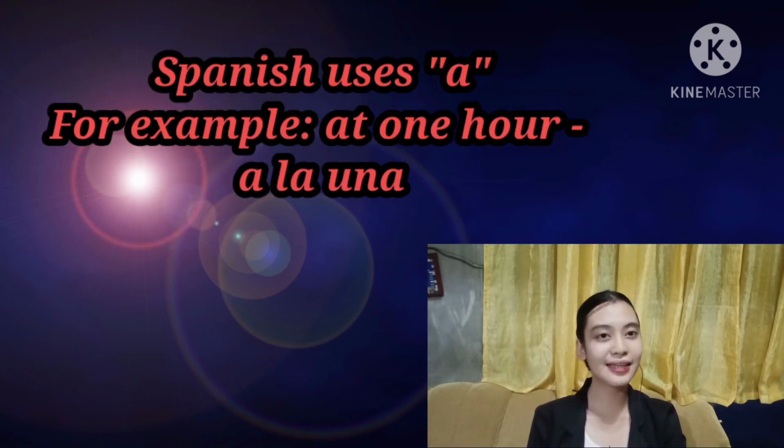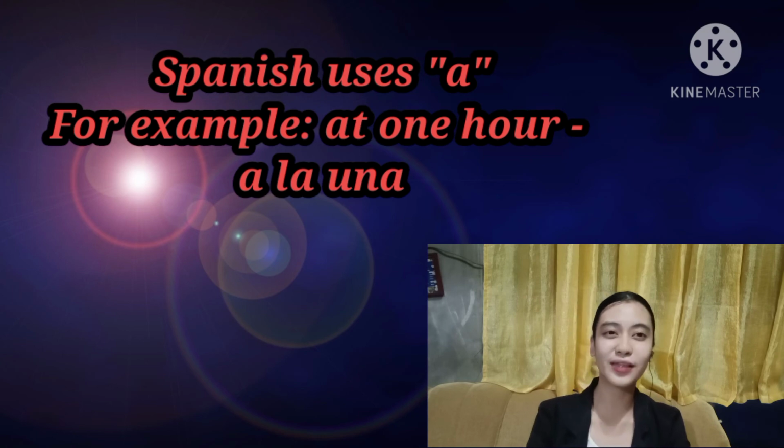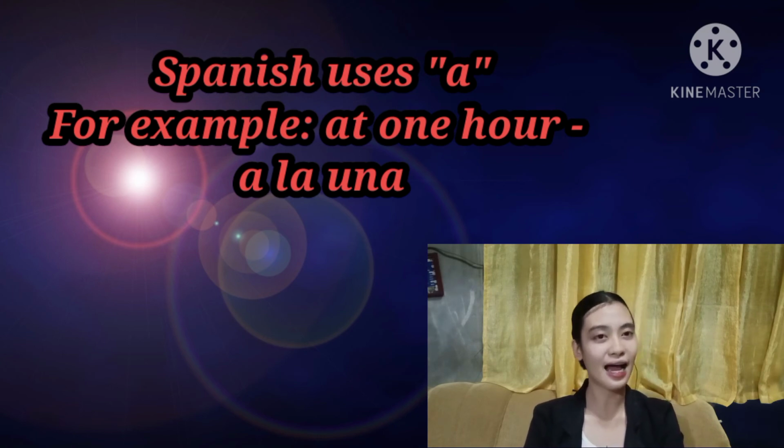To indicate that something is happening at a certain time, Spanish uses an expression with the preposition a, or in English, at. So when we are asking at what time, at what hour, Spanish uses a. For example, at 1 o'clock. So in Spanish, it is a la una.